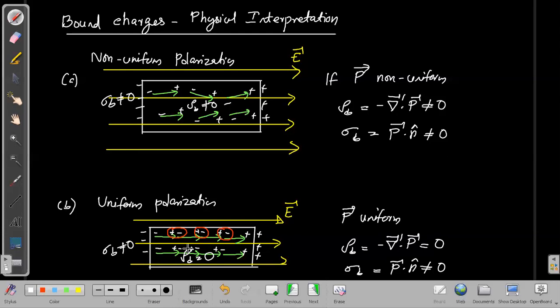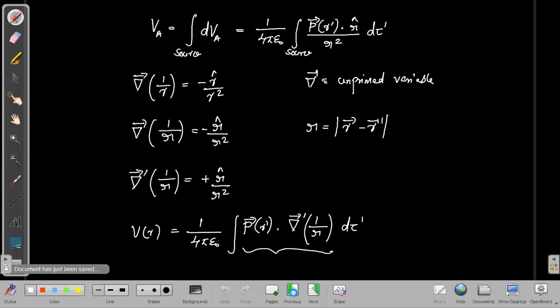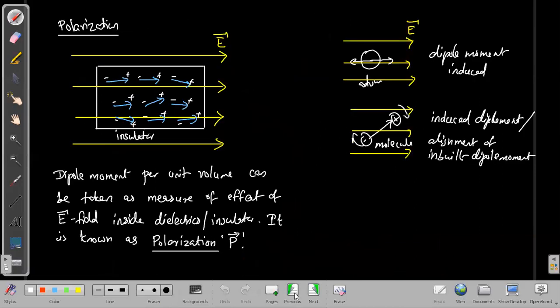So we can summarize the things we have discussed today. Our aim is to find the potential produced by a polarization. So first we introduced what polarization is. If you apply an external electric field to an insulator or a dielectric, some dipole moment will be reoriented, or some dipole moment will be induced within the material, so that there will be some net dipole moment inside it.